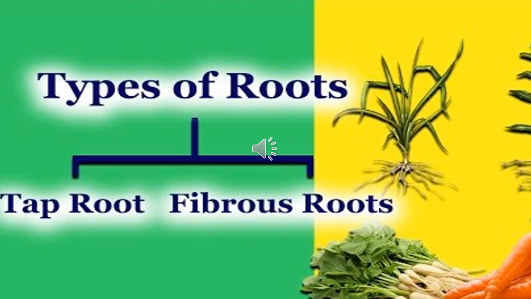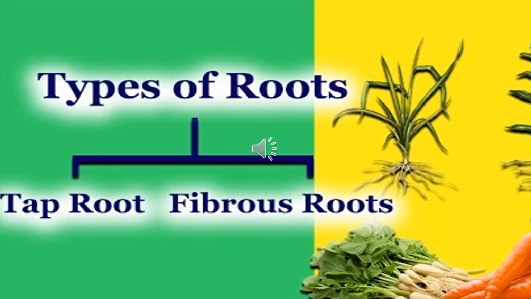Let us move to types of root. Root is the underground part of the plant that performs many important functions. Functions of the roots are: roots fix a plant to the soil. Without the roots, a plant would fall over. Roots absorb water and minerals from the soil. These are then sent to other parts of the plant through the stem.